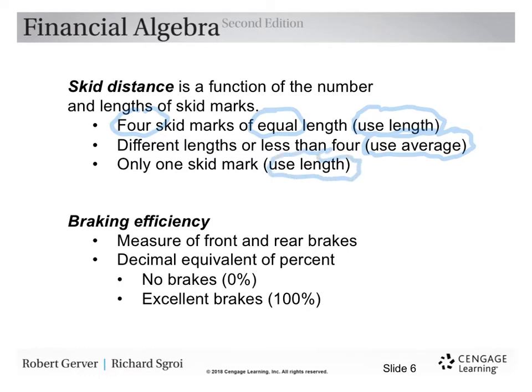All right? Now, as I said, braking efficiency is a measure of the front and rear brakes. The braking force is something that can only be determined by a mechanic. It's the decimal equivalent of a percent. No brakes, you put the brakes on, they just don't stop. That would be 0%. Excellent brakes would be considered 100%. But you have to use the decimal equivalent of these in the formula.